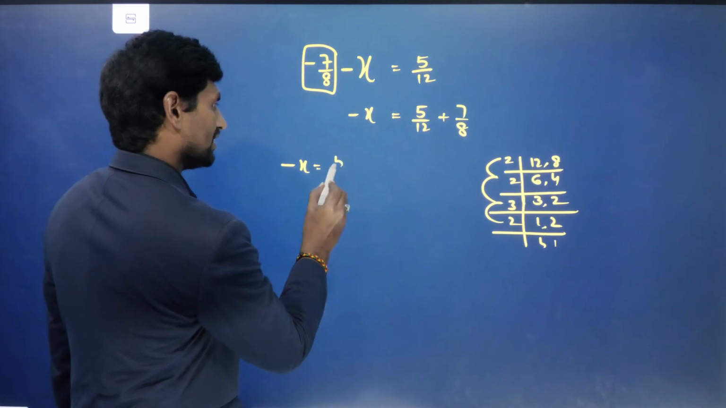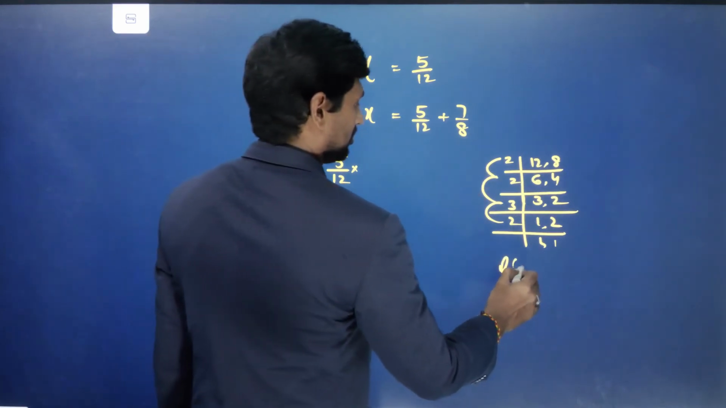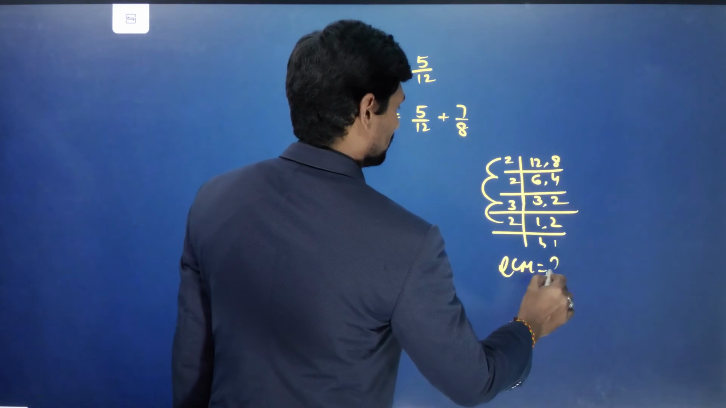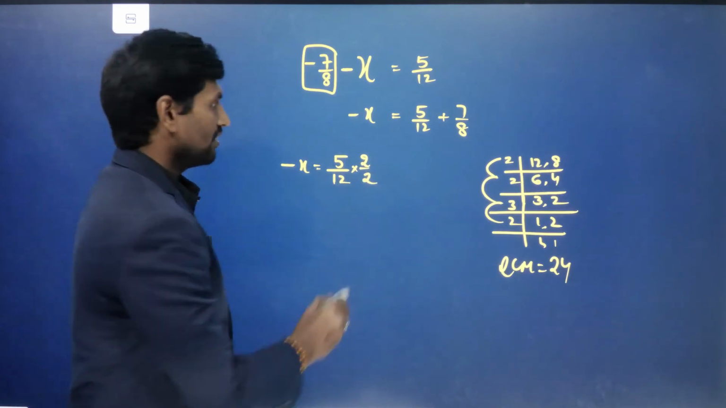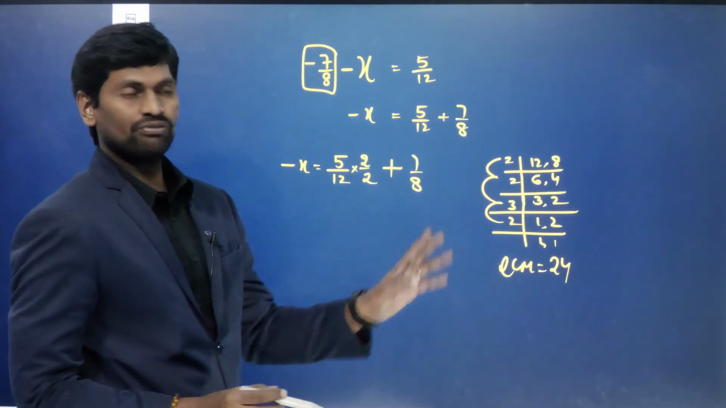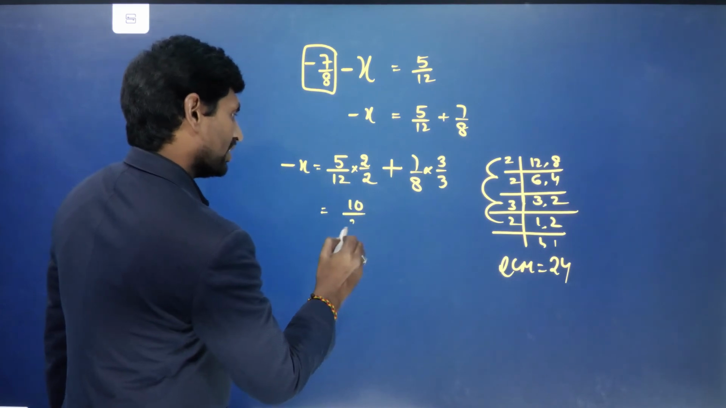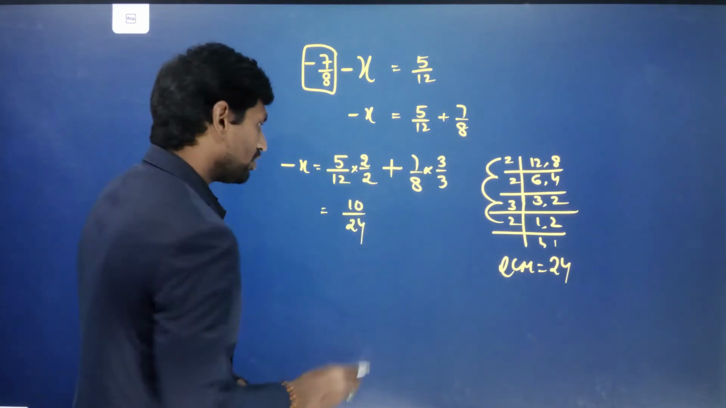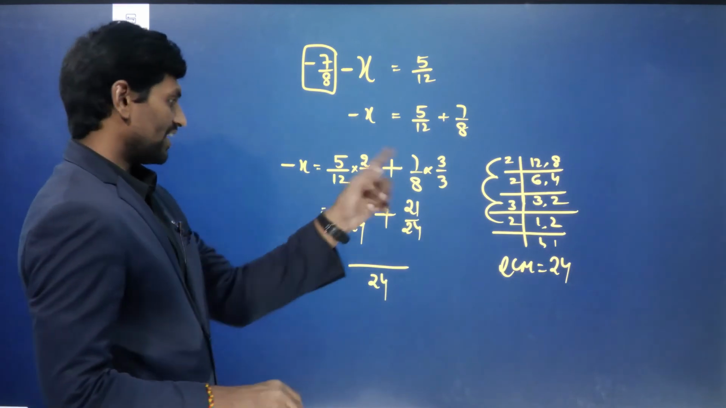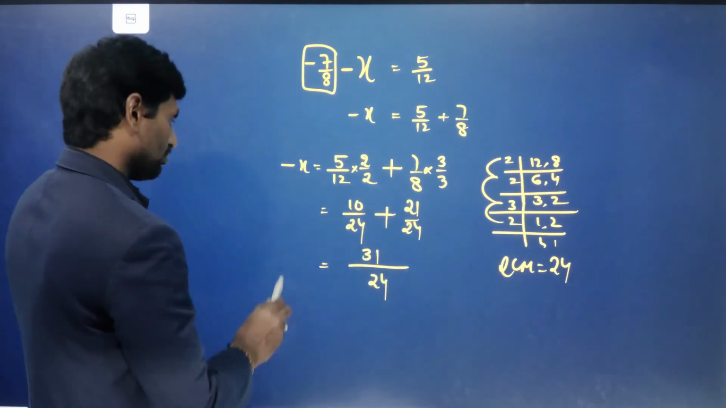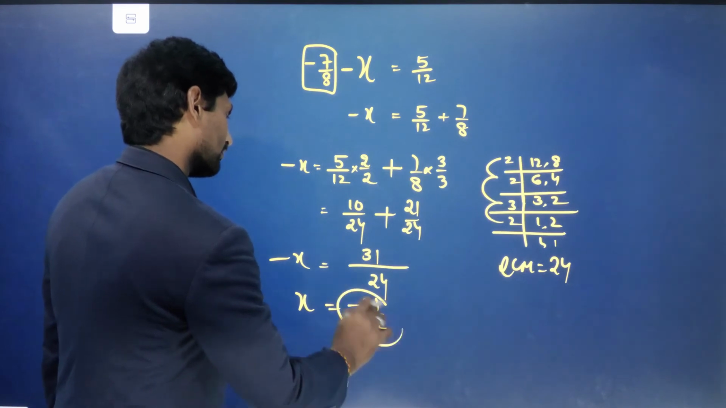So minus x equals the first fraction over the LCM, 24. 12 should become 24, so 12 table, 24, 2 times, plus 8 table, 24, 3 times. Multiply and divide. Now check: 10 by 24, product of numerators by product of denominators, plus 21 by 24. Both have like terms, so add the numerators, which is 31. So minus x is 31 by 24, so the x value is minus 31 by 24. This is our required answer.